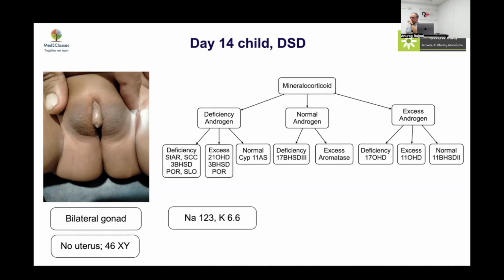Because StAR is a two-hit defect. No, two-hit means that the hit has already happened. Either you don't have the hit, then you won't have any problem. But if you have a problem, it's gone. In 3 beta HSD, what is happening to the testosterone levels?